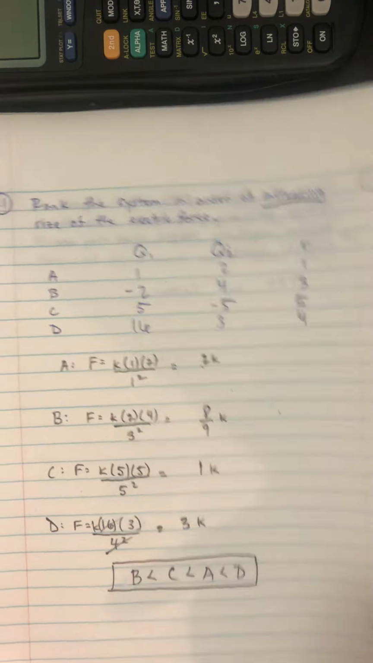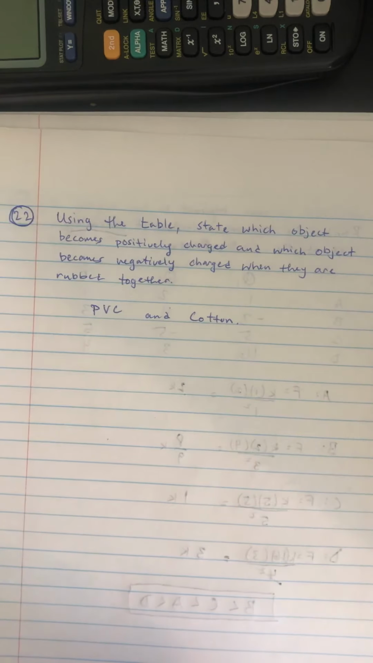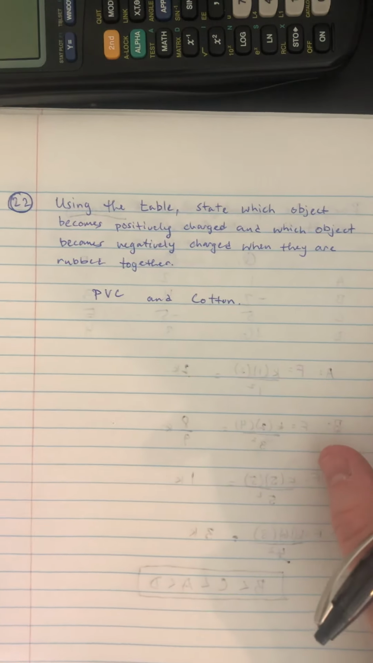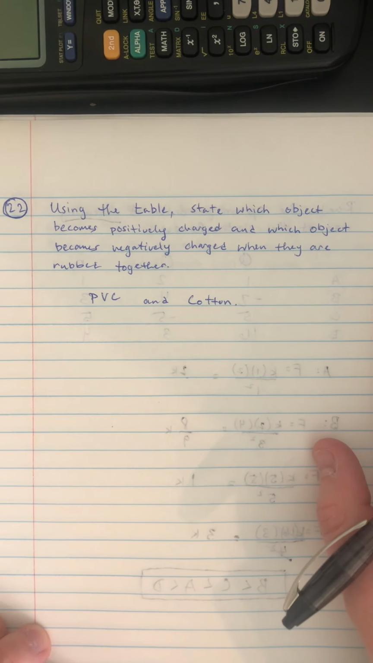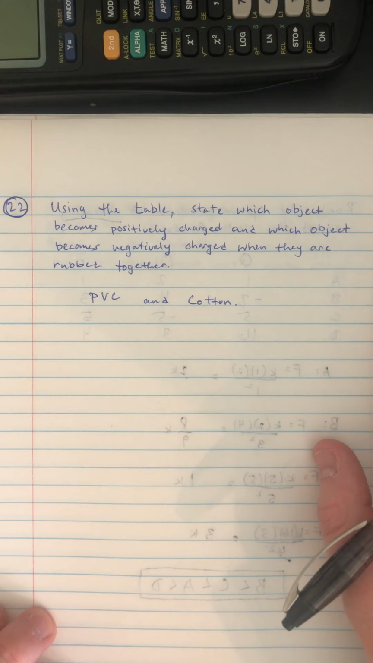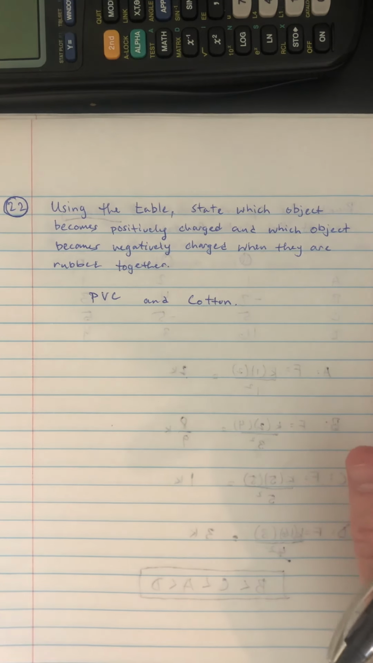Cool. We're on a roll. We got 3 left. Using the table, state which becomes positively charged and which becomes negatively charged when they are rubbed together. This time we have PVC and cotton. I'm going to have to go back and look at the table because I forget which one of these is higher up.